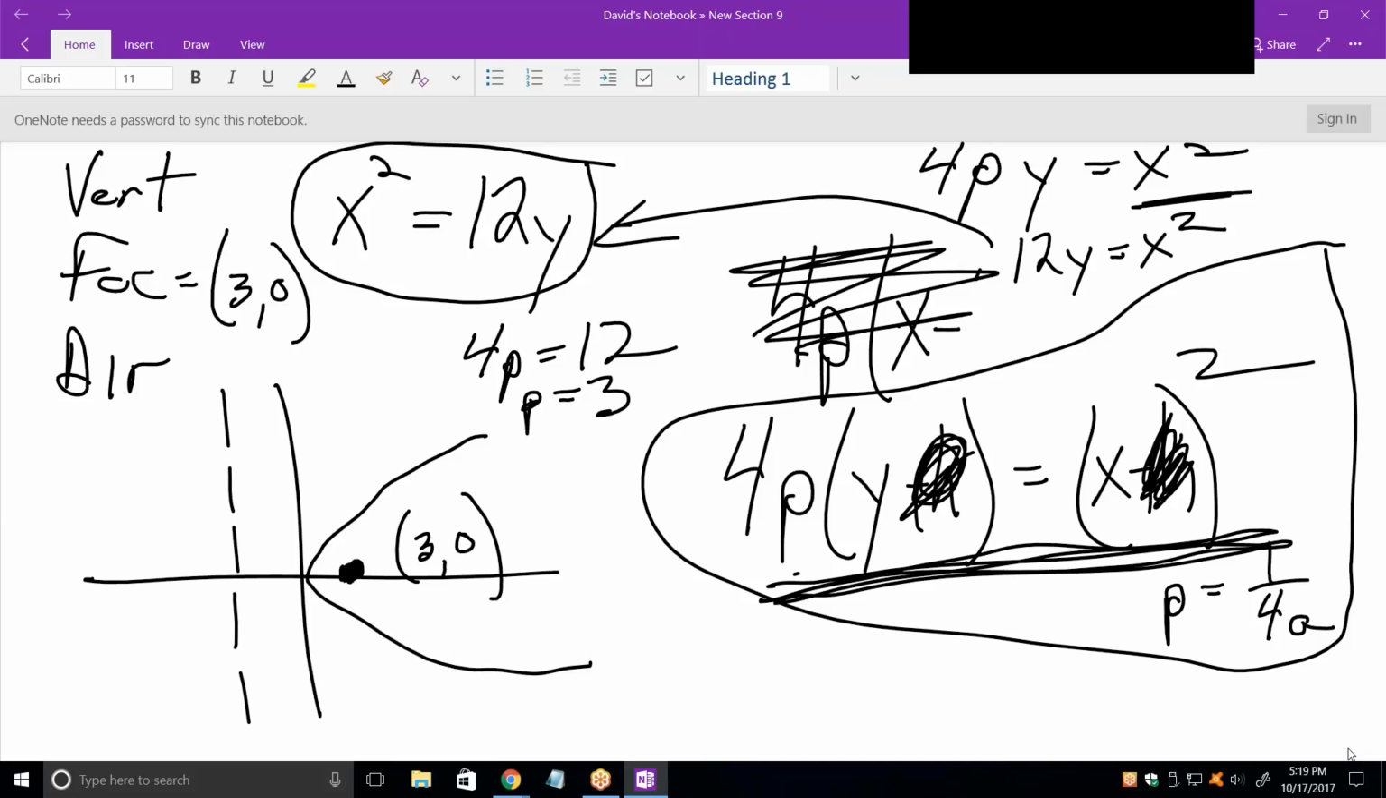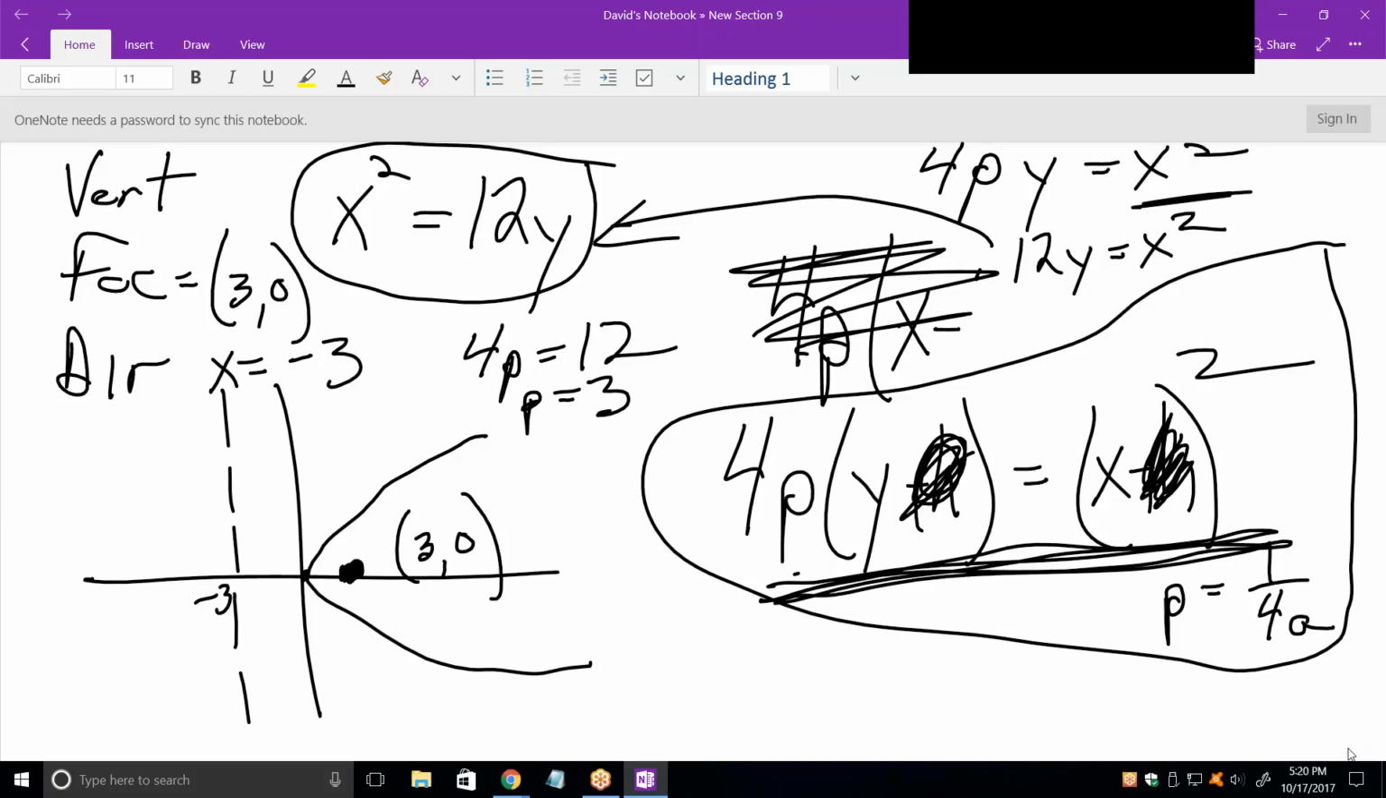Well, first of all, it's a vertex line, a vertical line. All vertical lines are x equals something. It's the same distance from this vertex as the focus is. The focus is 3 units to the right of the vertex. That means the directrix goes through the point that's 3 units to the left of the vertex. That makes the equation of that line x equals minus 3.